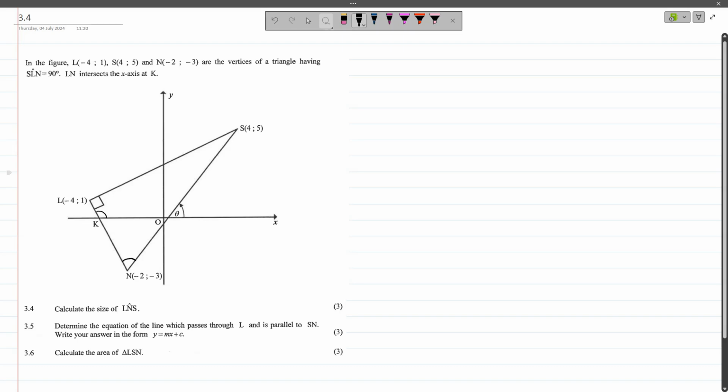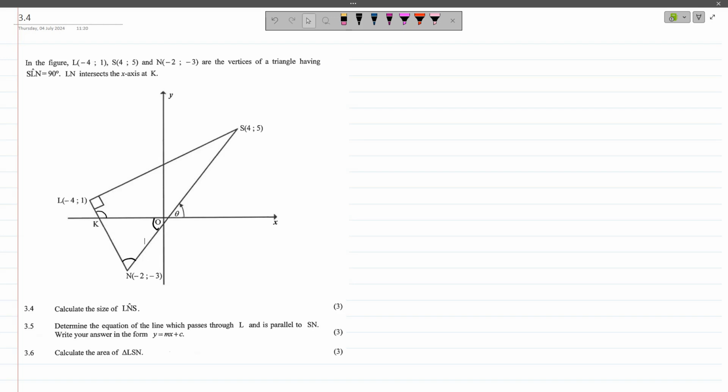If we know this angle here, and we also know this angle here due to these vertically opposite angles, we can figure out what the size of L and O will be. Therefore, calculate the size of L and S.